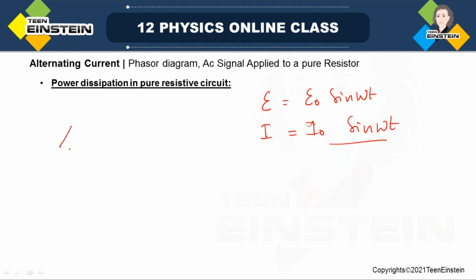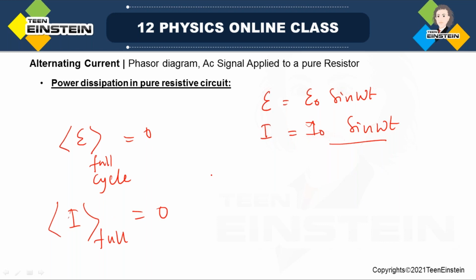So we have seen that if I take the average over a full cycle, it will be 0. Similarly, if I take the average over a full cycle for current, this also will be 0. But does it mean that the average power dissipation through the circuit also will be 0?